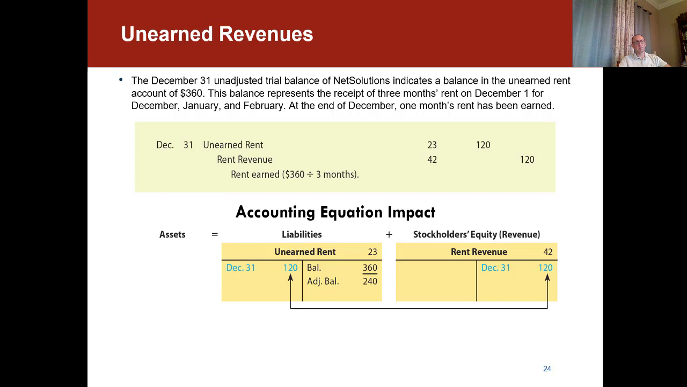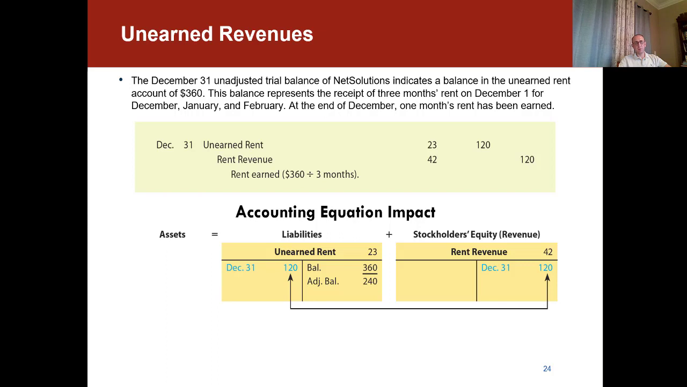So let's see an example. The December 31st unadjusted trial balance of Net Solutions indicates a balance in the unearned rent account of $360. So this means that the tenant paid me $360 in advance. The balance represents the receipt of 3 months' rent on December 1st for December, January, and February. So simple math, 360 divided by these 3 months, it's going to be $120 per month.